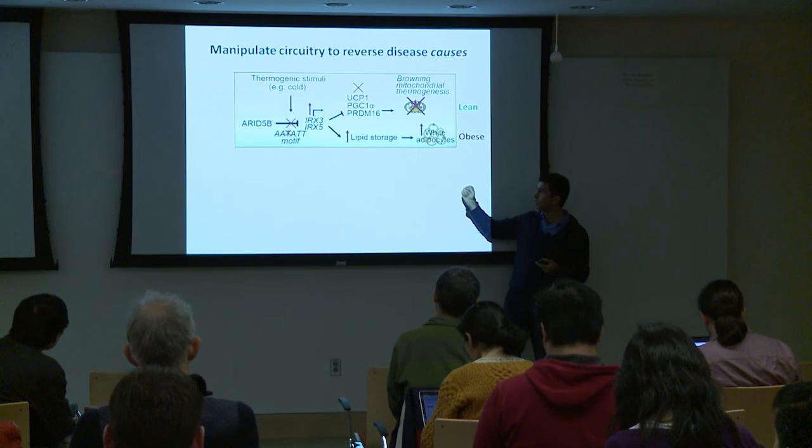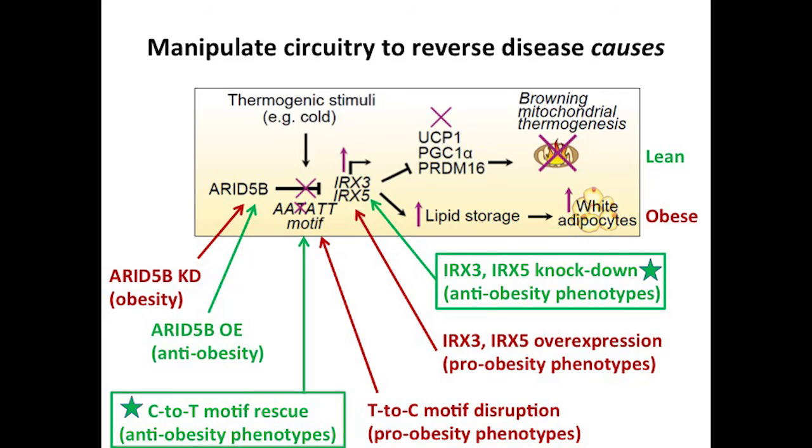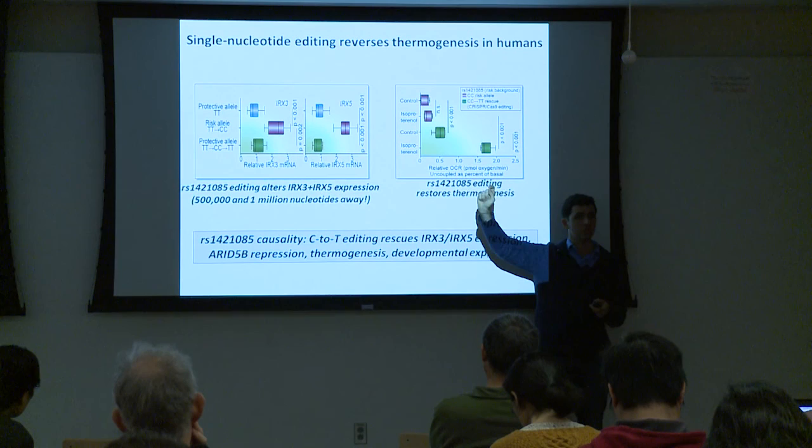And we were able to now use this circuitry, because we actually have the parts, to manipulate the downstream target genes, the upstream regulator, and, using CRISPR-Cas9 genome editing, even the single nucleotide that we predict to be the driver. That basically says that by understanding the non-coding genome, we can actually intervene. We can do something about the disease. And in every single case, we saw that we could switch between lean and obese phenotypes by manipulating the circuitry.